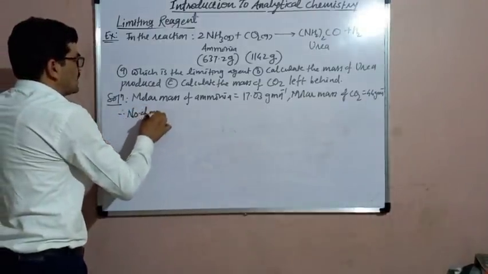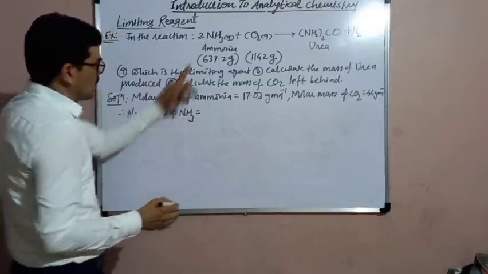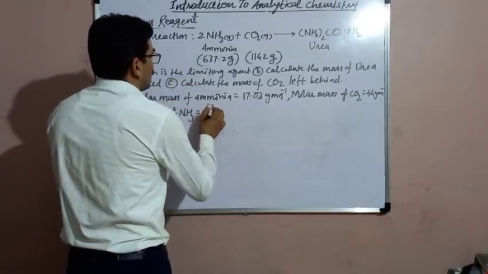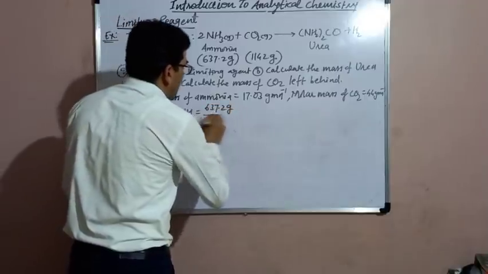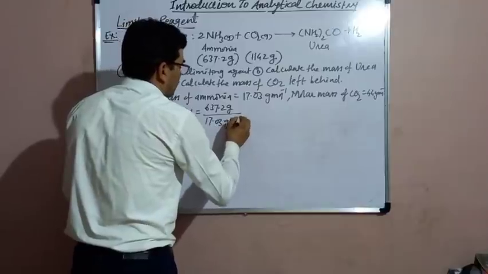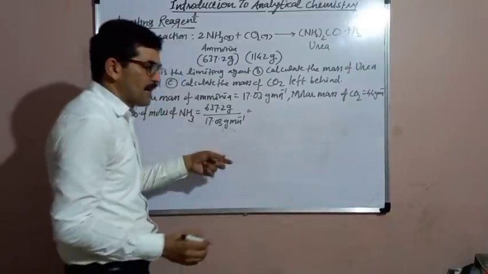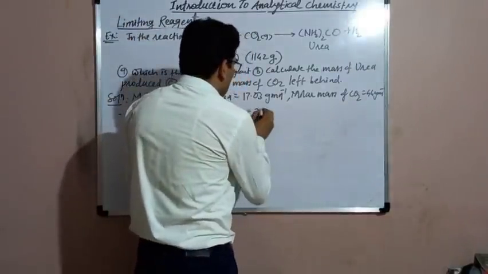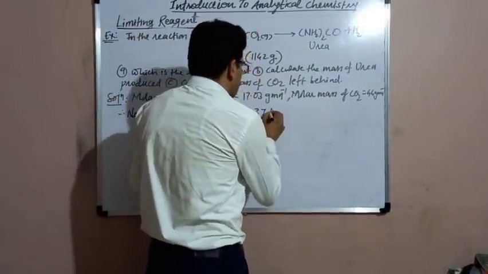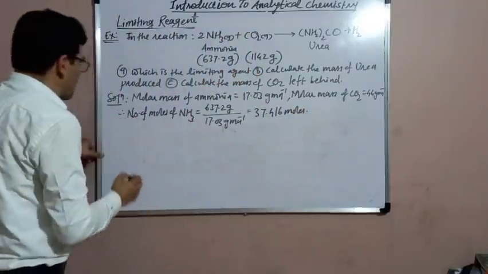Number of moles of NH3 will be mass 637.2 gram upon molar mass 17.03 gram per mole. It will give the number of moles of ammonia taken in the reaction. Number of moles of ammonia taken are 37.416 moles. This much number of moles of ammonia are taken.